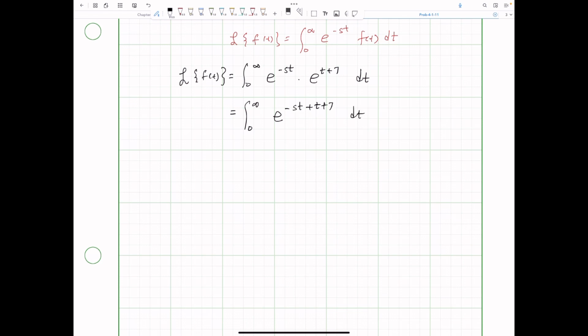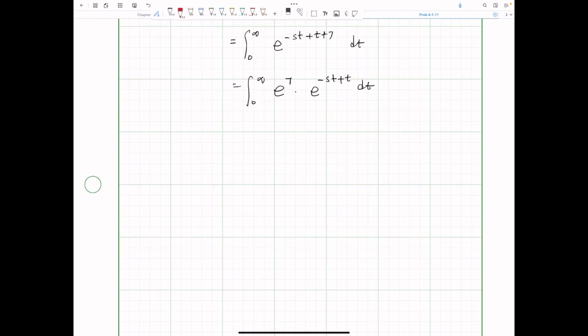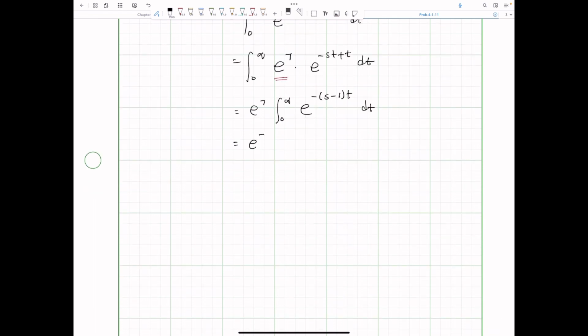The plus 7 doesn't have t terms, so we can separate that: the integral from 0 to infinity of e to the 7 times e to the negative st plus t, dt. Now we can take out the constant in front of that integral. e to the 7, integral from 0 to infinity of e to the, we're going to just take the negative out, negative s minus 1 times t, dt. That equals e to the 7.